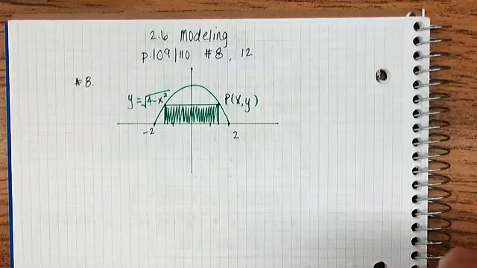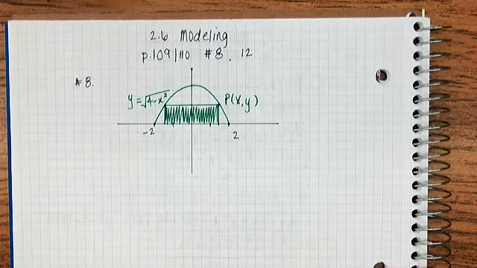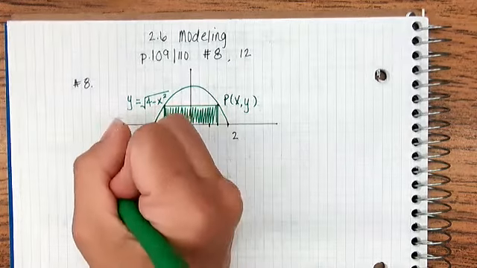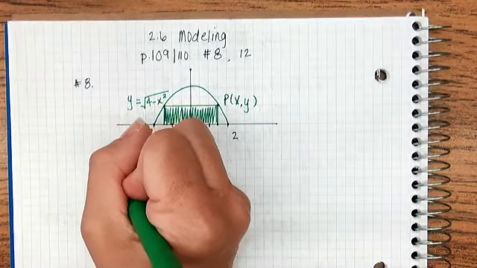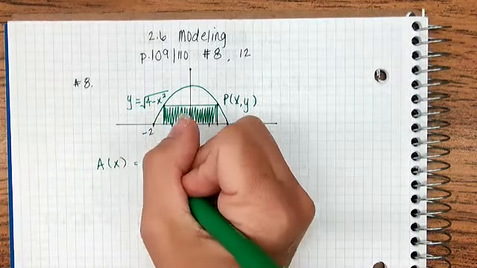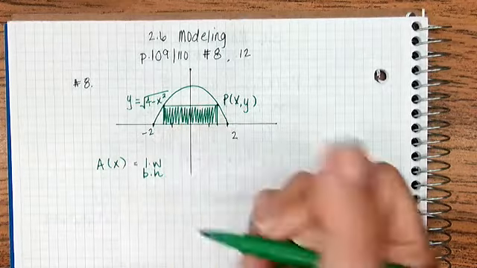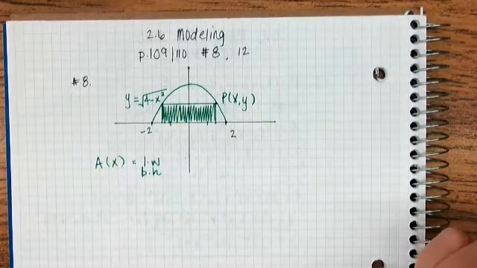Okay, part A says express the area of the rectangle as a function of x. So area of the rectangle as a function of x. So area, length times width, base times height, whatever.